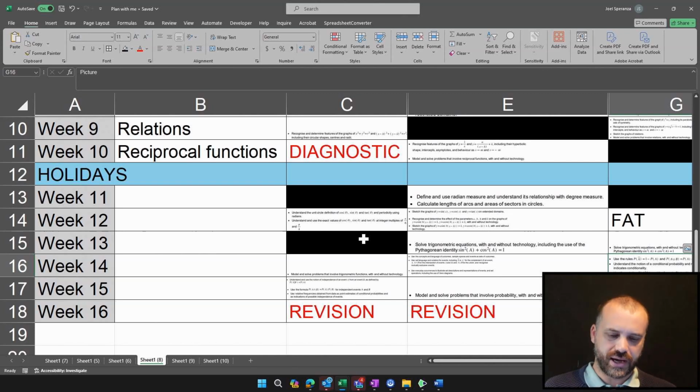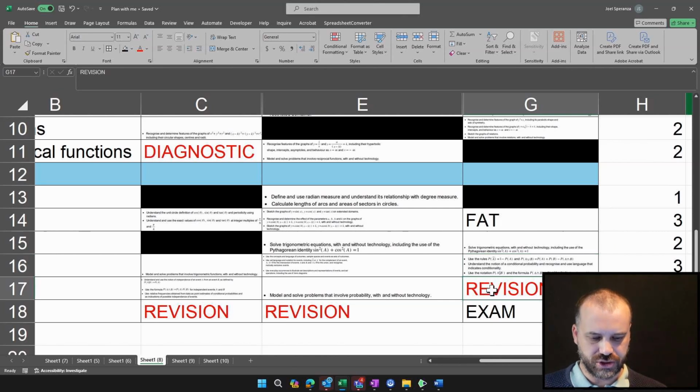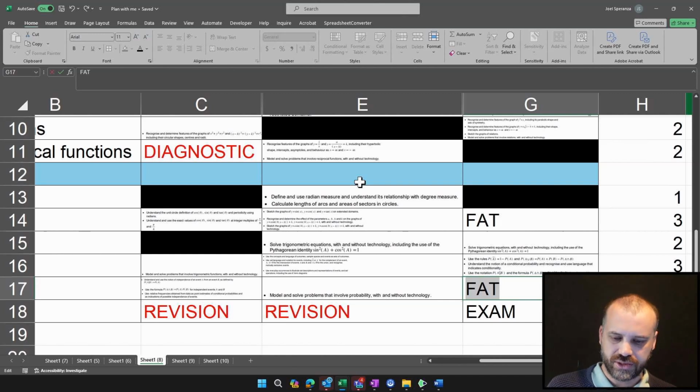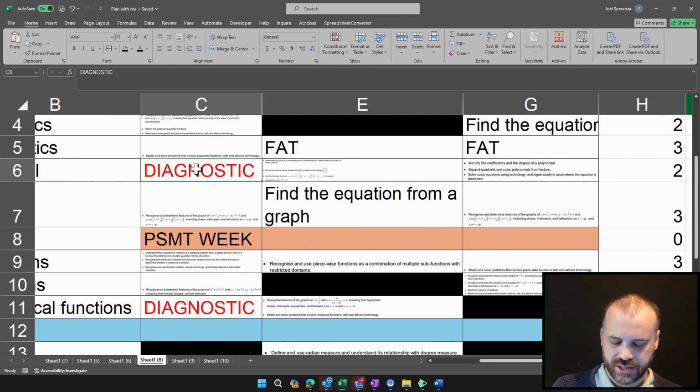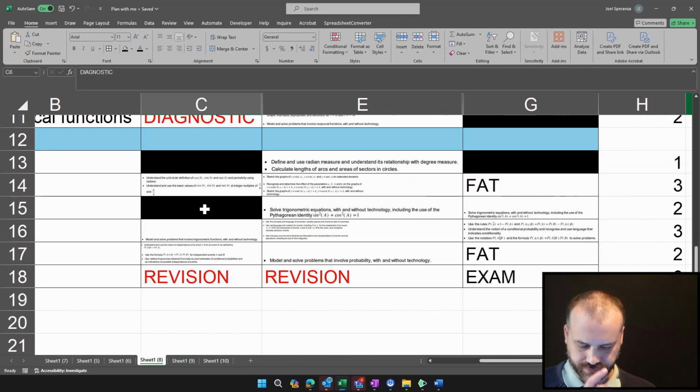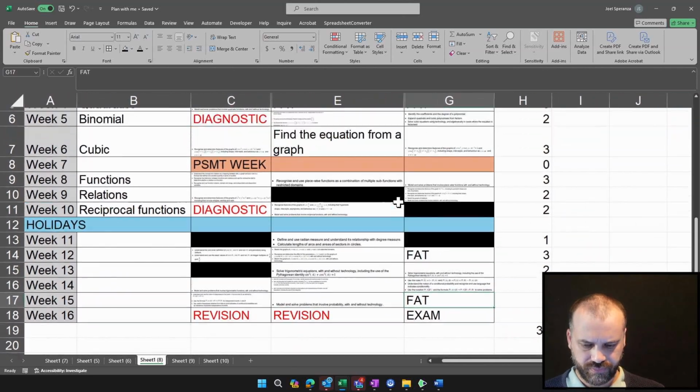And I'm not super happy with just that final little piece. So I think maybe we'll treat this revision not as revision, but we'll treat it as FAT instead. To me, that's fine. Where have we been doing diagnostics? We've been doing diagnostics here, here. So we should have a good feeling for how these students are going leading up to this exam. We've got FAT here, so might be able to use that FAT for another diagnostic. We're collecting stuff as we go. I think that's it. I think that's my plan.